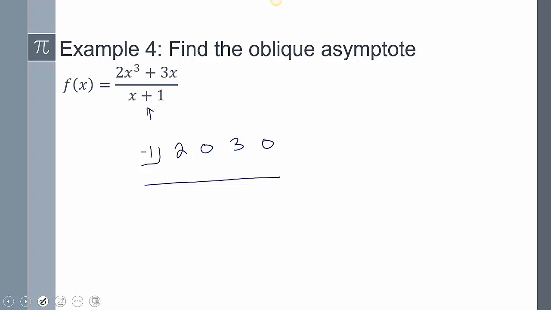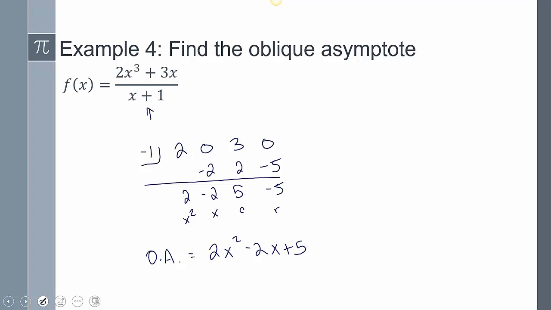And so now I need to follow the pattern: bring it down, multiply, add, multiply, add, multiply, add. Now counting backwards, this is my remainder, my constant, my x, and my x squared. So then that means that I'm going to have 2x squared minus 2x plus 5. That's going to be my oblique asymptote. It's going to be the equation y equals. Now remember, we ignore the remainder when we are trying to find our oblique asymptote.